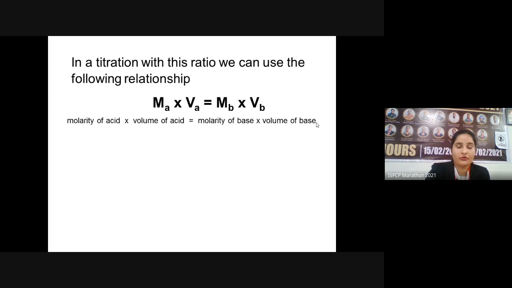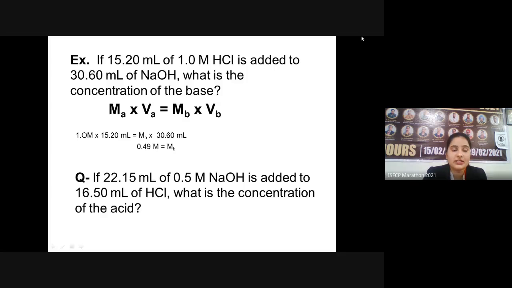For example, we will consider two numericals. If we have 15.20 ml of 0.1 molar HCl solution, it is added to 30.60 ml of sodium hydroxide. What is the concentration of the base? We can find the concentration of the base by using the equation Ma into Va is equal to Mb into Vb. First of all, we know the concentration of the acid and the volume of the HCl. What we have to find out is the concentration of the base. We also know the volume of sodium hydroxide which has been taken.